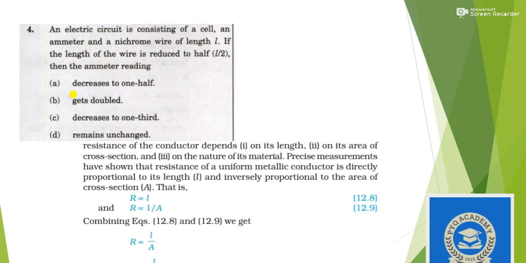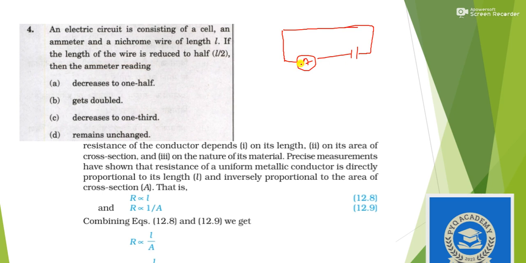Let's move to the fourth question. This question is from the chapter current electricity. An electric circuit consists of a cell, an ammeter and a nichrome wire of length L. If the length of the wire is reduced to half, then the ammeter reading is. Suppose we take a nichrome wire and connect an ammeter, and connect it to the battery also.